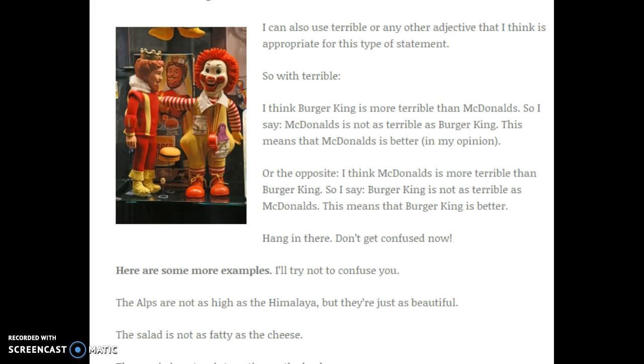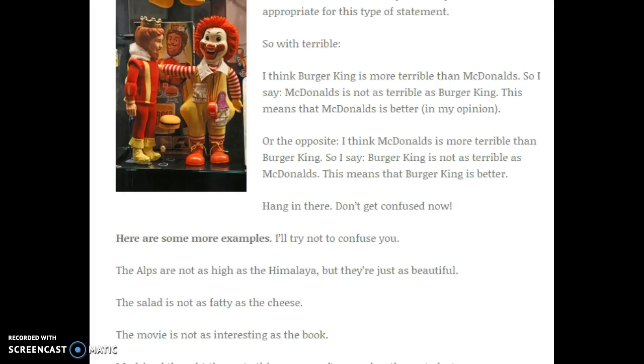This means that McDonald's is better, in my opinion. Or the opposite, I think McDonald's is more terrible than Burger King. So I say Burger King is not as terrible as McDonald's. This means that Burger King is better. Just hang in there, don't get confused. Here are some more examples. I'll try not to confuse you.